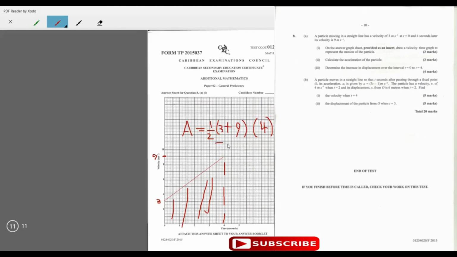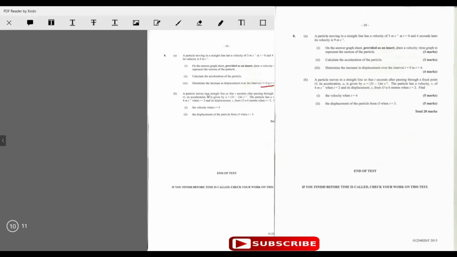And so the area of the trapezium, that looks like 12, 48, 48 times a half, that's 24. That's the area of the trapezium, 24 meters. Nice and easy. So that's the distance. Area of the trapezium is 24 meters.